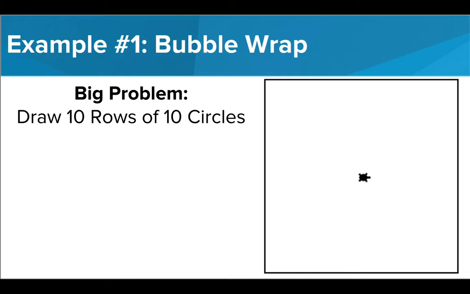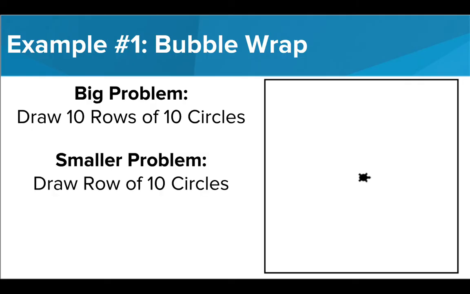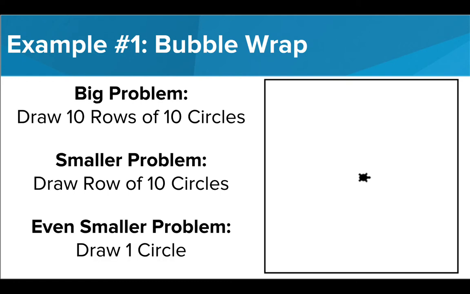Our big problem is to draw 10 rows of 10 circles. A smaller problem that will help us solve the larger one is to draw 1 row of 10 circles. And an even smaller problem encased in that problem is to just draw 1 circle. With this in mind, let's write some pseudocode to help us plan our program.